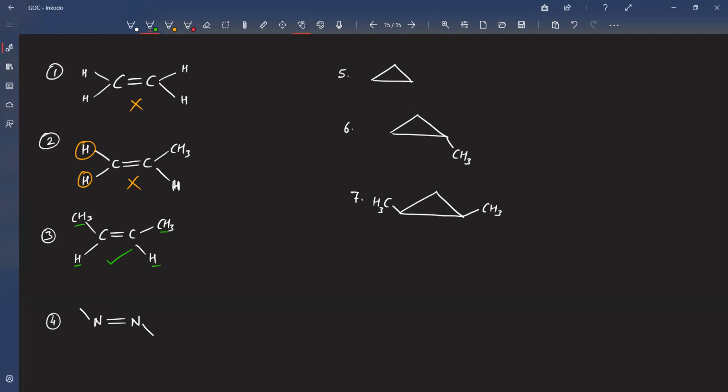Fourth one, no, but why? There is a lone pair here, and this substituent is different. Similarly, there is a lone pair here, and this substituent is different. So I have not discussed it earlier, but it is possible.